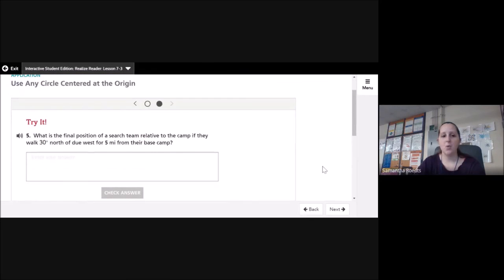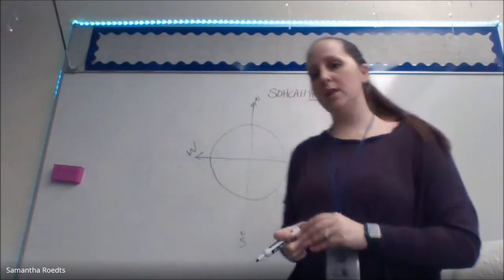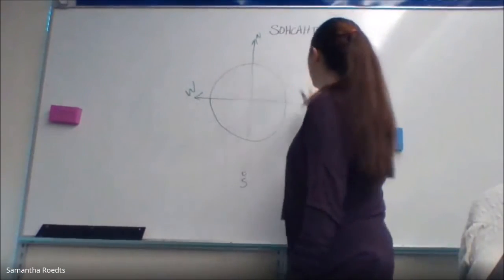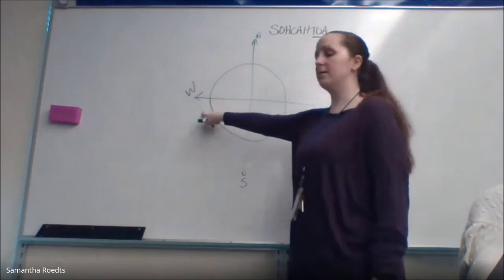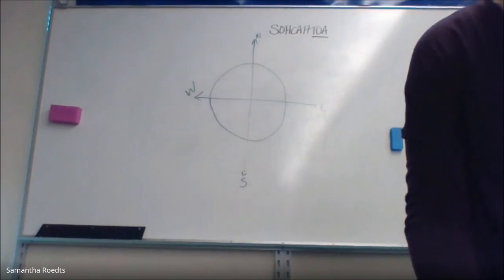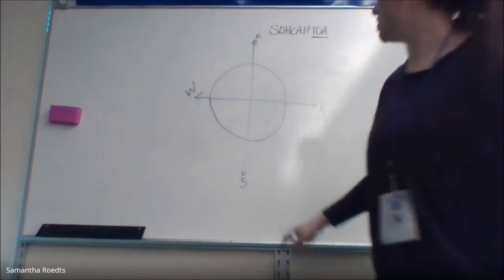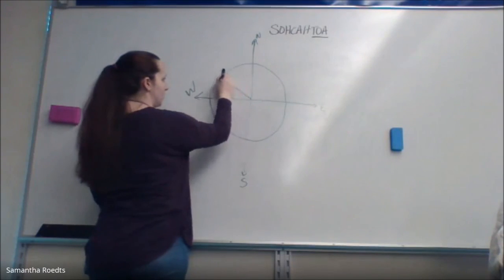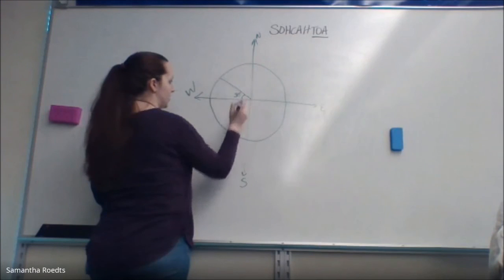All right, so let's try it. What is the final position of a search team relative to the camp if they walk 30 degrees north of due west for 5 miles from their base camp? Okay. So here is my circle that I've drawn. So here's north, east, south, west. Okay. So the problem told me they walk 30 degrees north of due west. So they started west and they walked north. So this is going to be 30 degrees.